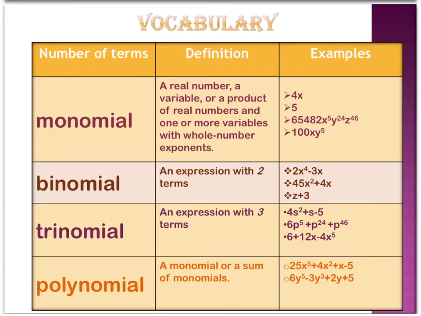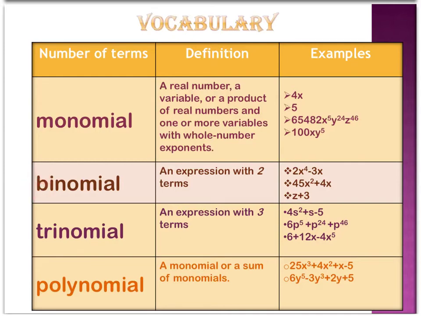So a monomial, you have a real number, a variable, or a product of real numbers and variables, and that gives us a monomial. So you notice here, remember product means multiplied. So here I have a 4 and an x multiplied, and that's a monomial. Just a 5, it's a real number, so that's also a monomial. In this third example here, I have lots of things multiplied, but it's all multiplication, so it's still a monomial.